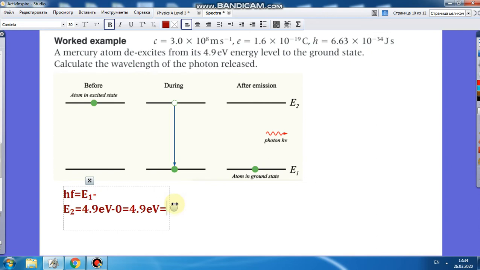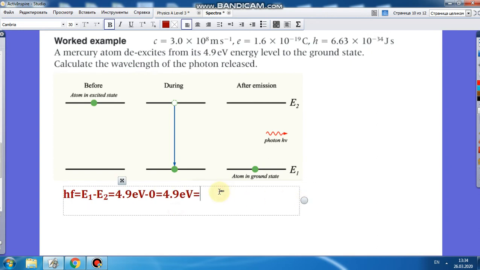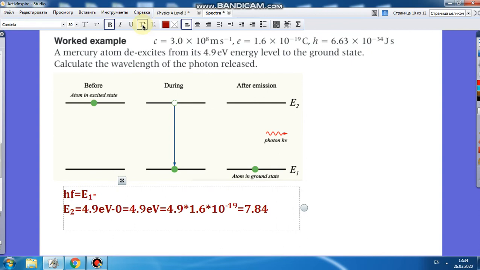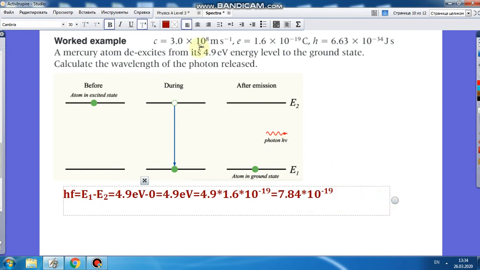So we must change electron volt to joule. To convert electron volt to joule, we must multiply 4.9 by 1.6 times 10 to minus 19. So if we multiply it, we get 7.84 times 10 to minus 19 joule.